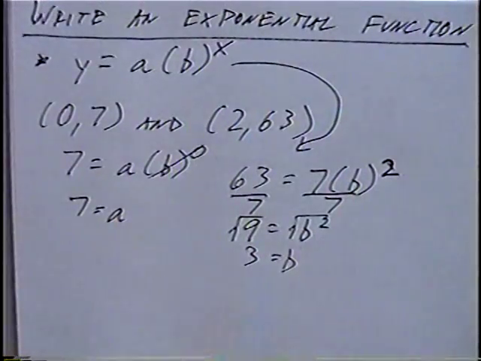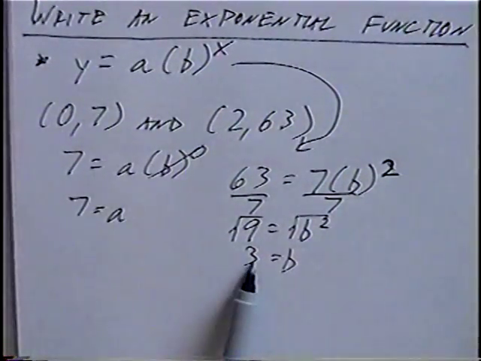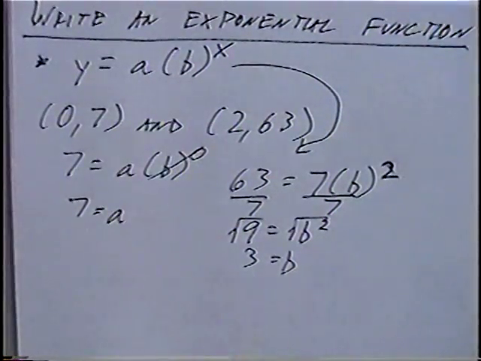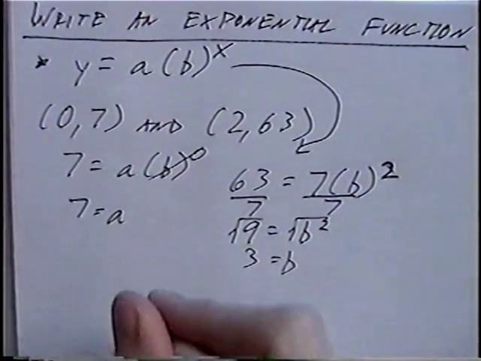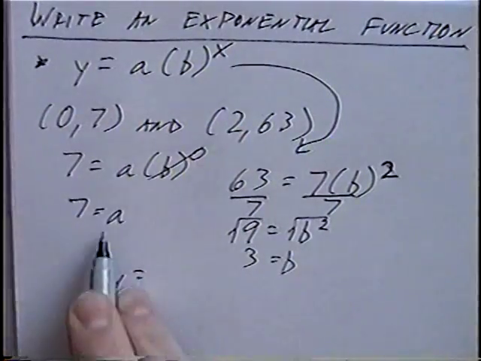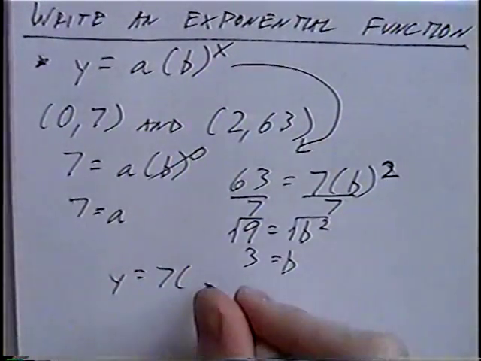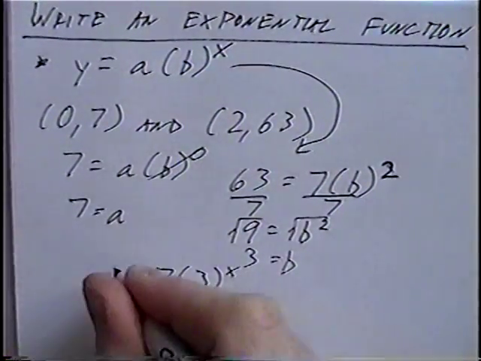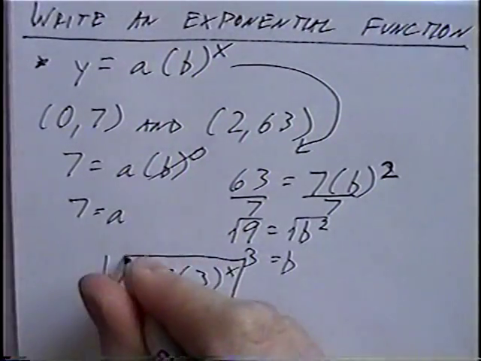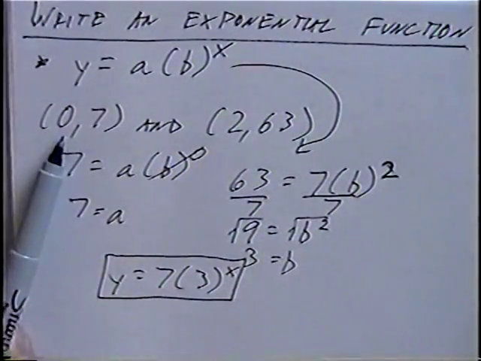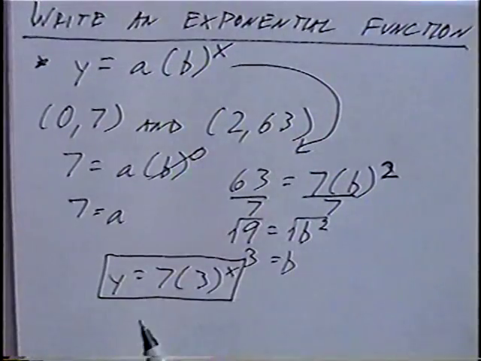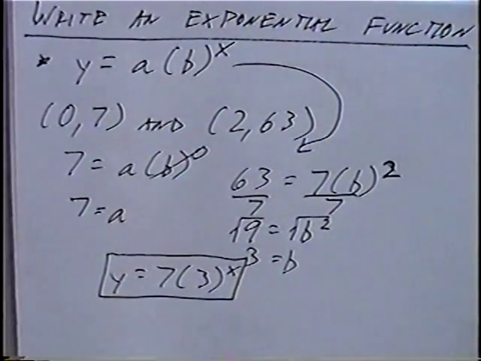We'll take the positive square root. For exponential functions, b always has to be a positive number. If it's negative, then it's no longer exponential. Our final answer, y equals a, which is 7, times b, which is 3, to the x power. So using 2 points, (0, 7) and (2, 63), we can find the exponential function.